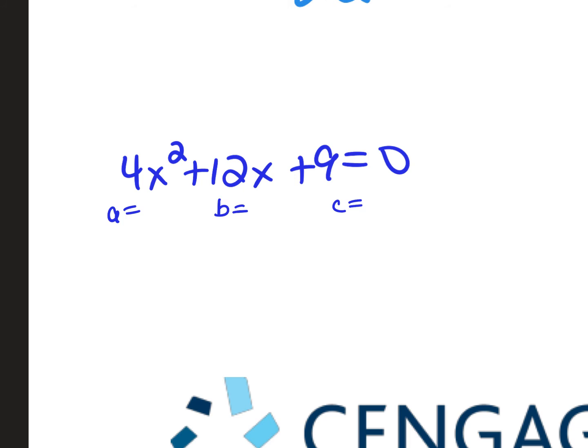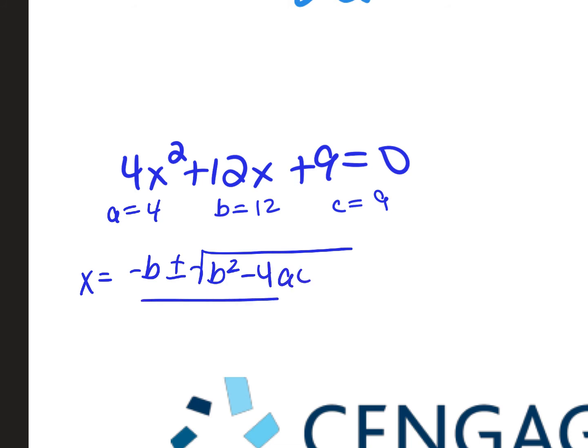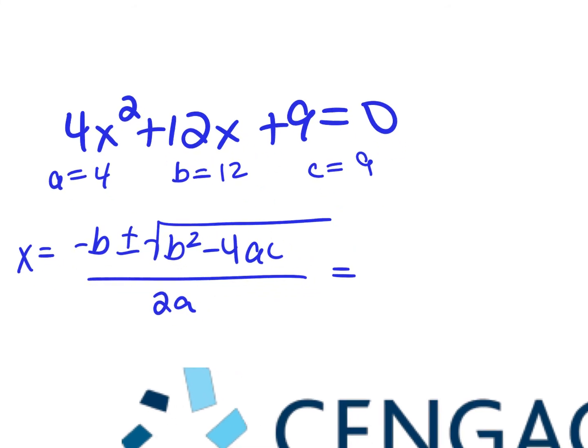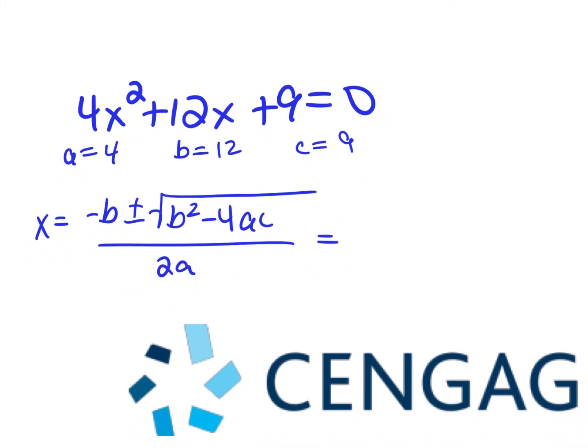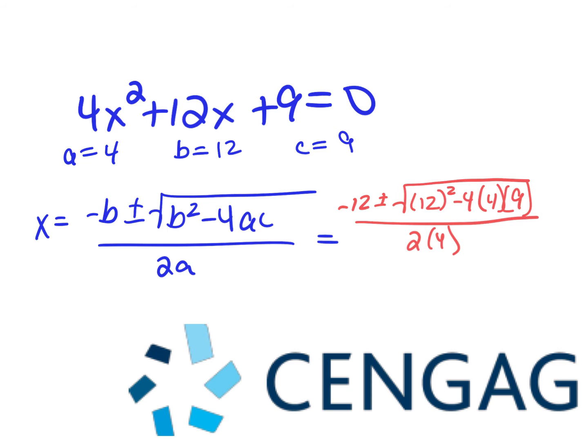A term is what? 4. B term is 12. C term is 9. So our quadratic formula, negative b plus or minus the square root of b squared minus 4ac, all over 2a. All right, let's fill in. What's my b? So I have negative 12 plus or minus 12 squared minus 4 times, what's a? Times c, which is all over 2 times 4. Yep.